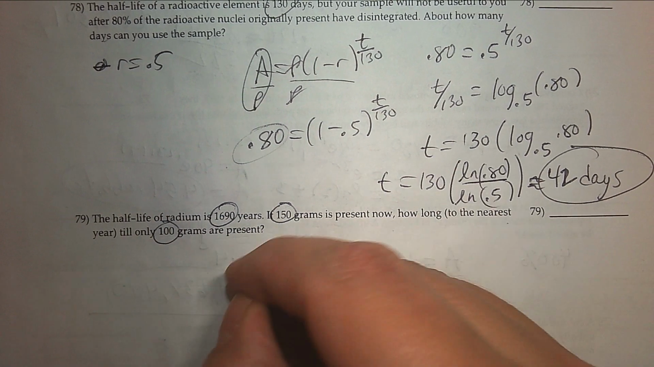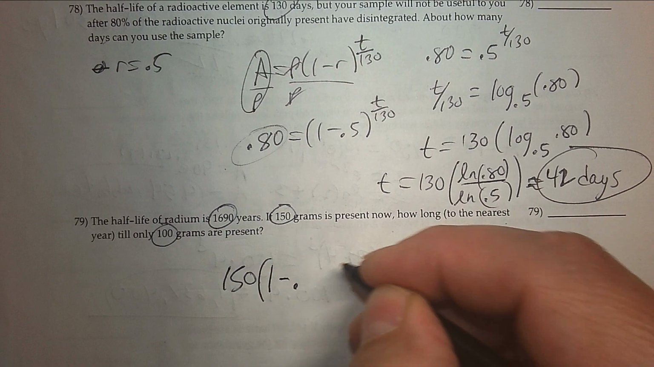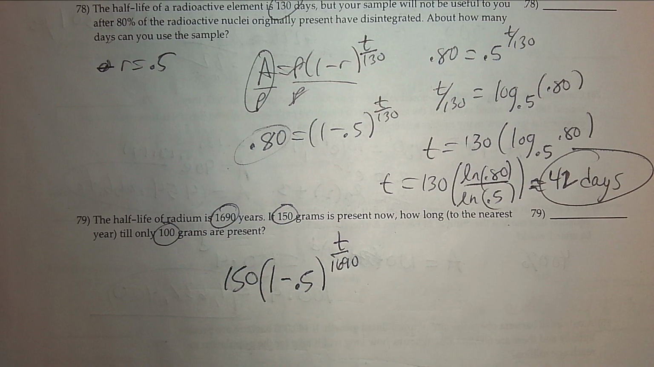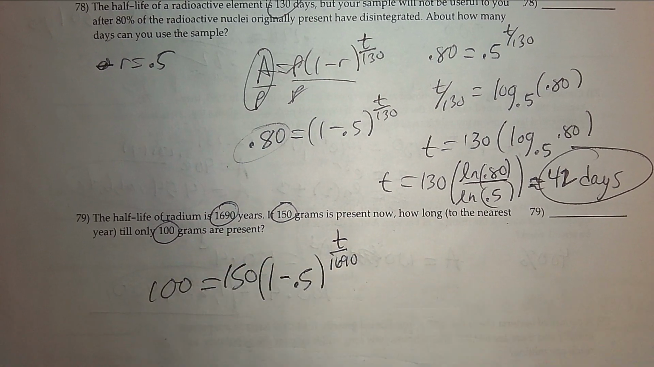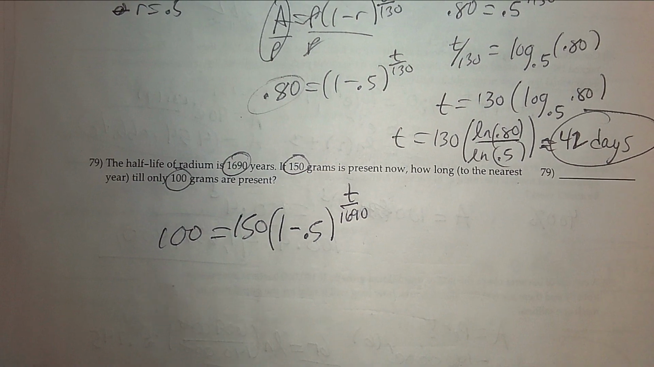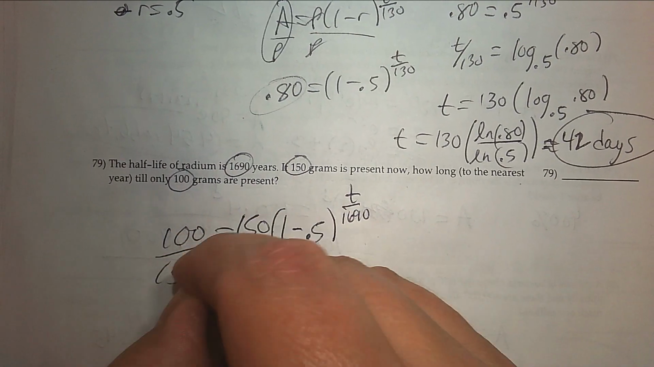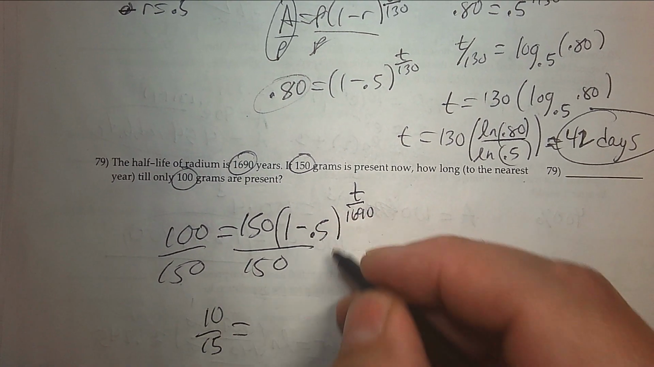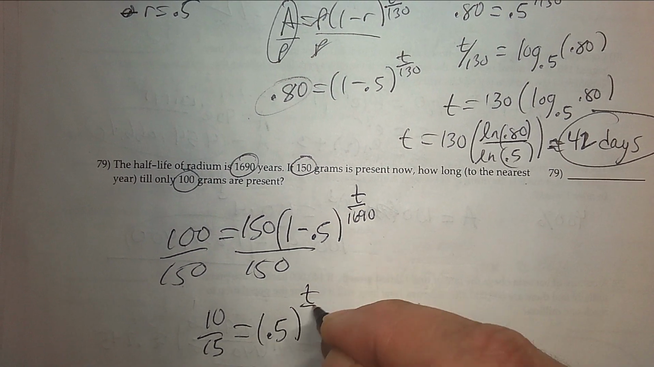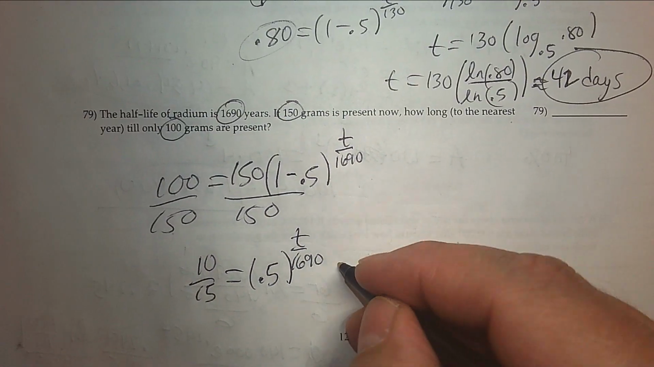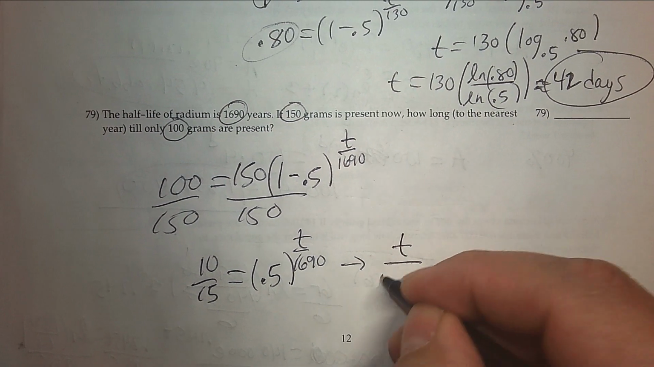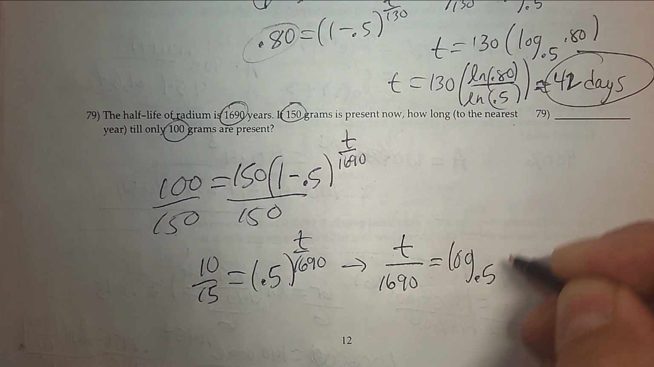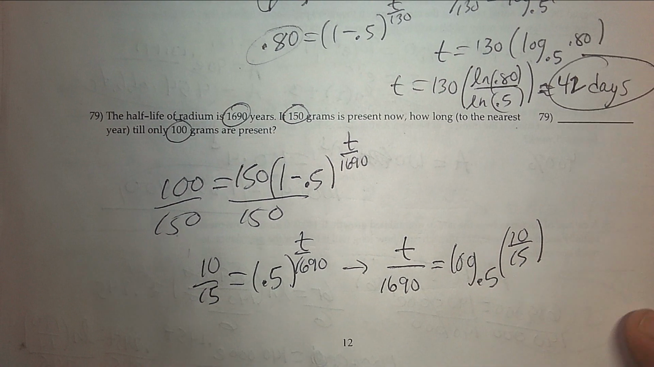So we started with 150. We're decaying at a rate of 50% per 1,690 years. And our end amount is 100. And I need to solve for t. So divide by 150. One take away 0.5 is 0.5. Next, I need to write it as a logarithm. So the exponent is that, the logarithm is going to have a base of 0.5, and then inside the logarithm would be 10 over 15.